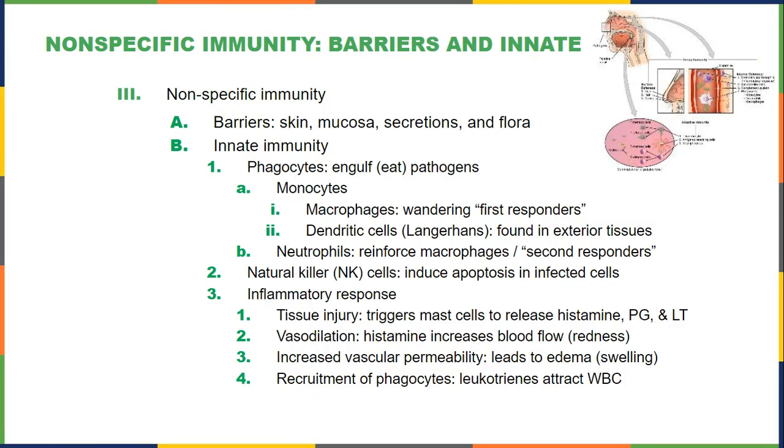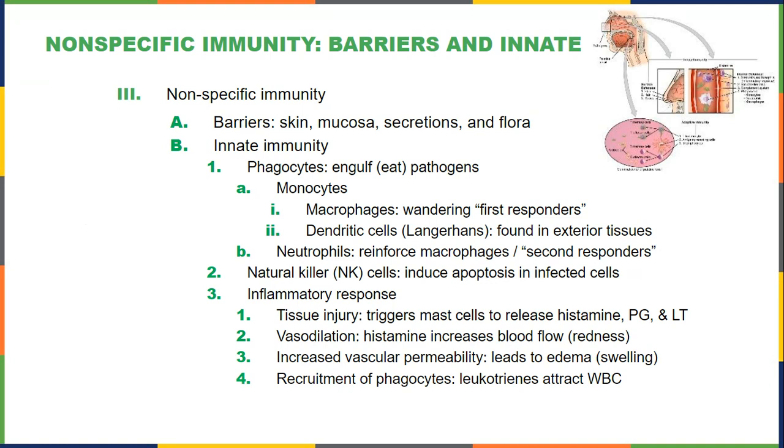Okay, so after your barriers, we have this thing called innate immunity, and basically this is stuff that's always on, ready to go against any sort of infection. So it's not specific to anything at all. We have these things called phagocytes, which phage means to eat, and so literally these are eating cells, and their job is to eat pathogens.